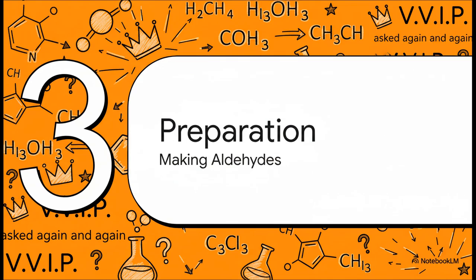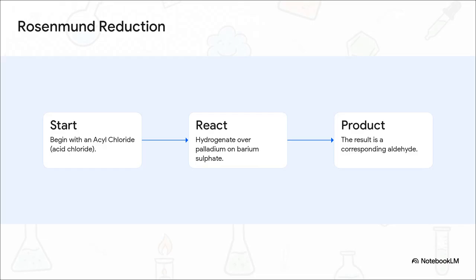So, now we can name them. But how are they made? Let's look at how to prepare them. We will only focus on the VVIP reactions, the ones that are almost guaranteed to show up in your exam paper. First up is the super famous Rosenmund reduction.